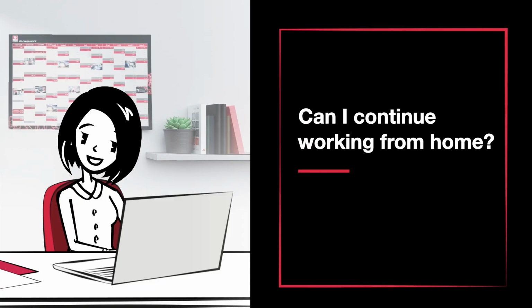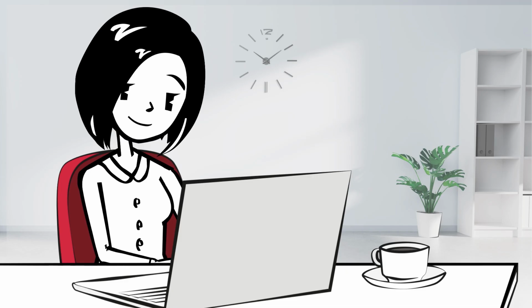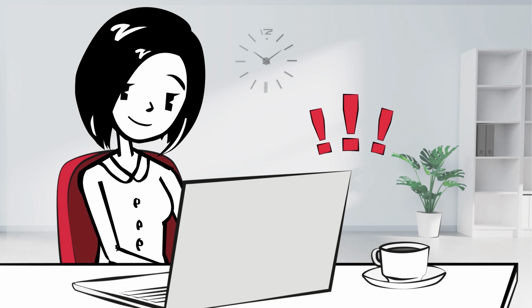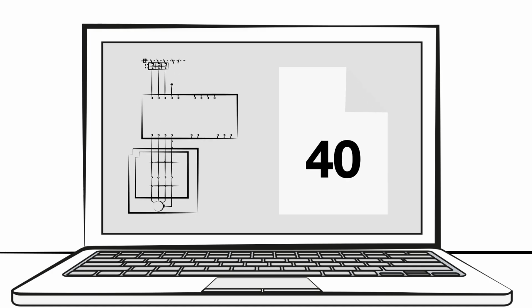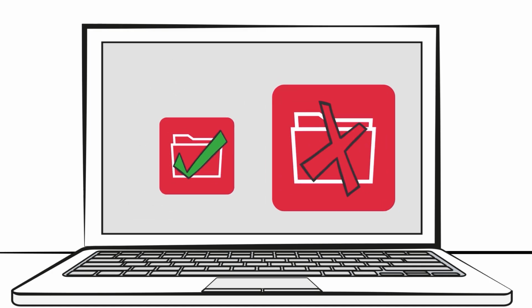Can I continue to work on class homework or projects at home? Yes, you can. But beware, student licenses are limited to 40 pages of schematics, so larger projects cannot be opened.